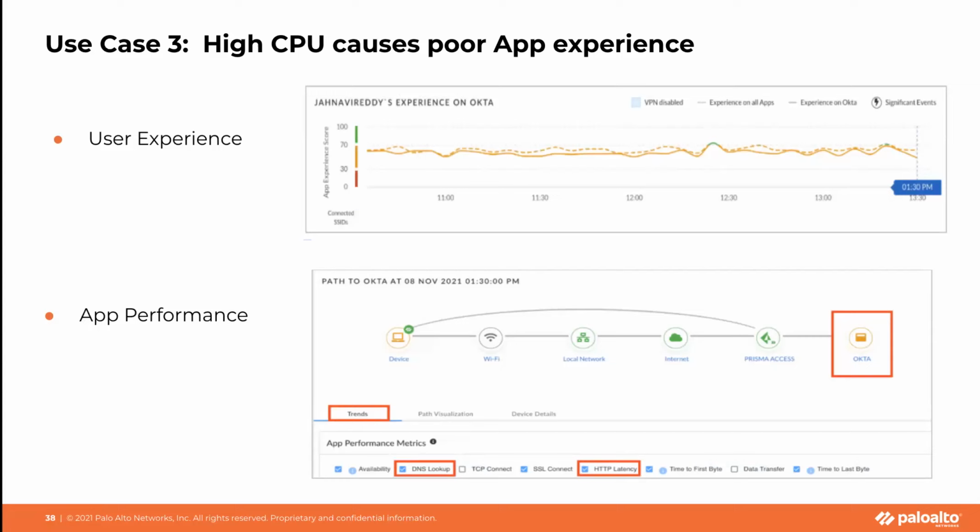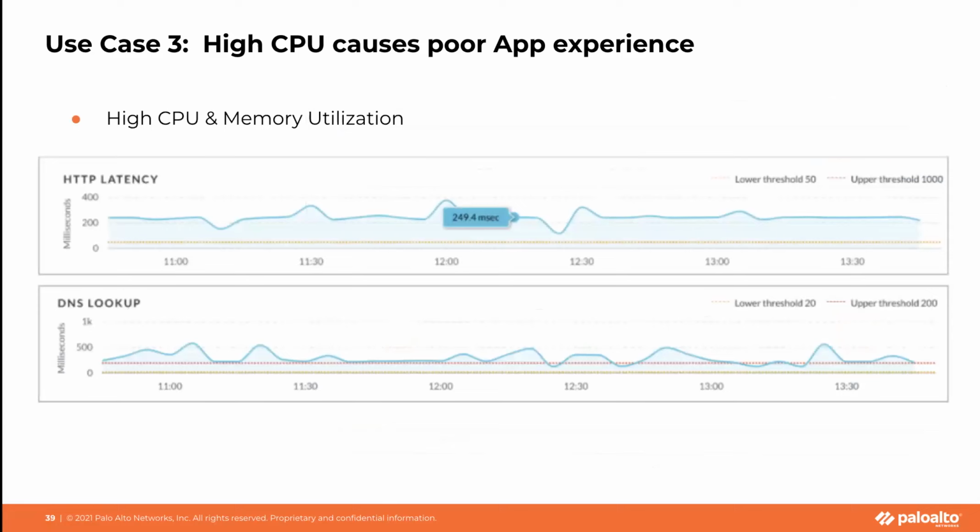If you click on that application and scroll down below, we can see the app performance metrics. You can check DNS lookup, HTTP latency, SSL connect, all those different metrics from here. Then you can see the high CPU and memory utilization there. This high CPU and memory utilization is also likely causing DNS lookup and HTTP connection delays, which directly affect the application experience for the customer.